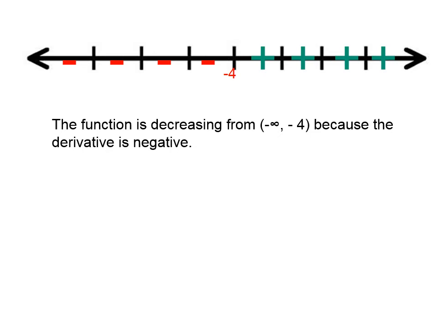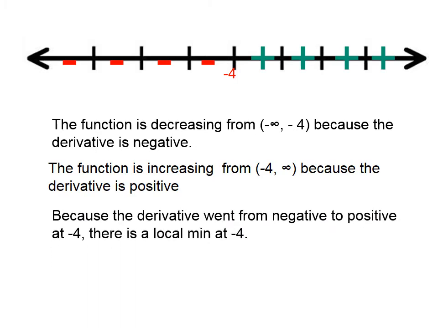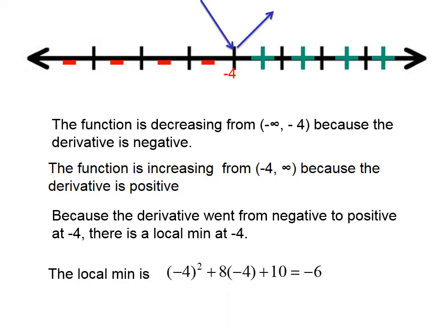The function is decreasing from negative infinity to negative 4. It's increasing from negative 4 to infinity. And because the derivative went from negative to positive, it is a local min. Now notice I used this little visual to help you remember that it's a min. My slopes were negative, they went positive, and that will create a minimum. And the value of that minimum is found by substituting negative 4 into the original function. So we say this has a local min of negative 6, and it occurs when x equals negative 4.